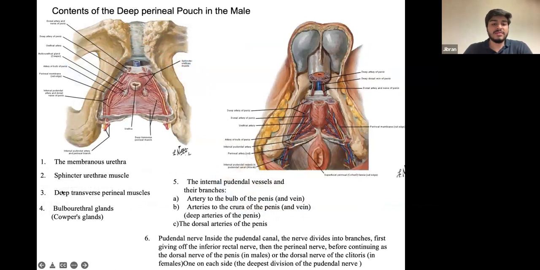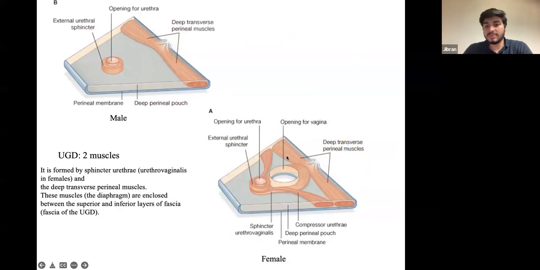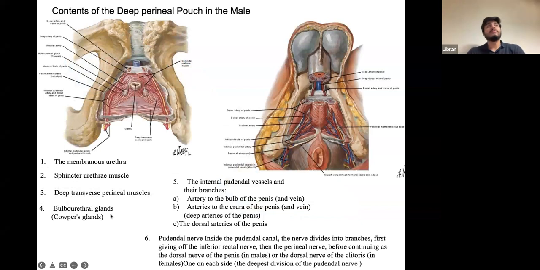You also have the deep transverse perineal muscles, these ones. You also have a very important structure that's only in the males. It's called the Cooper's gland, also known as the bulbourethral glands. Its job is to lubricate the urethra, basically.